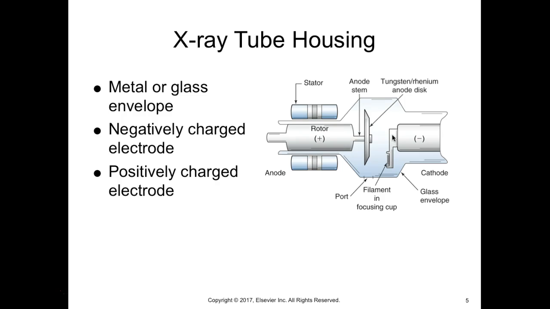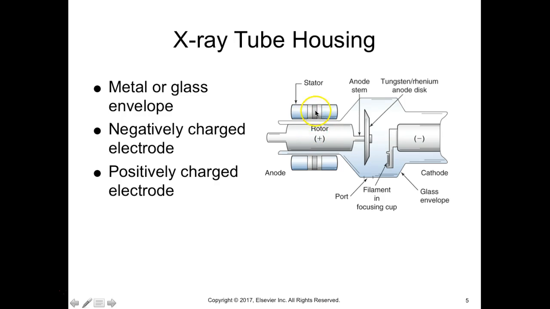So X-rays are produced within the X-ray tube housing. The X-ray tube housing is usually metal or glass, and you can see the housing all the way around here. We have the negatively charged electrode, which is our cathode end of the tube, and you can see that it is negative. And you can see here we have the filament within the focusing cup. There's a port or a window within the glass or metal housing, and we use that as part of our inherent filtration.